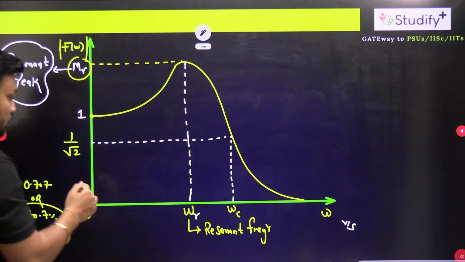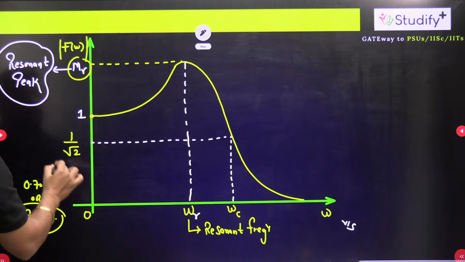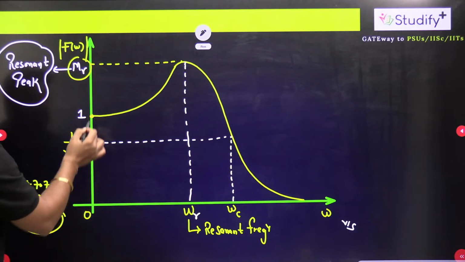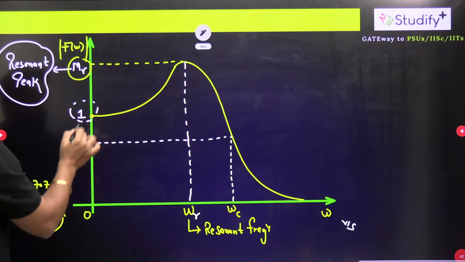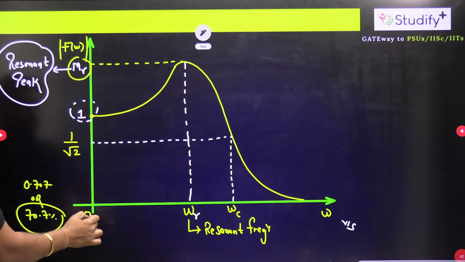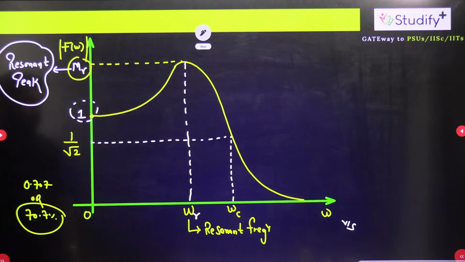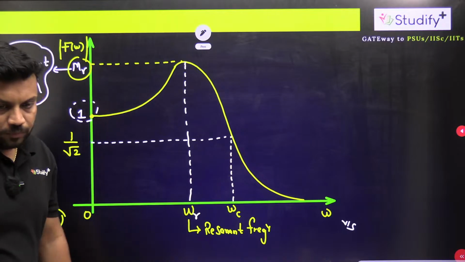So at cutoff frequency, what is the magnitude? 1 by root 2. This is the 1 by root 2 multiple of the initial. So right now, because at omega equal to 0 the curve is starting at 1, that is why 1 by root 2. If suppose at omega equal to 0 the magnitude is K, then it should be K by root 2. Is it clear?